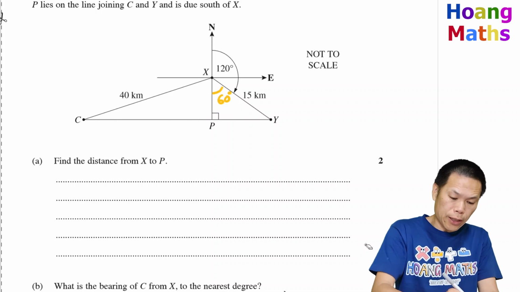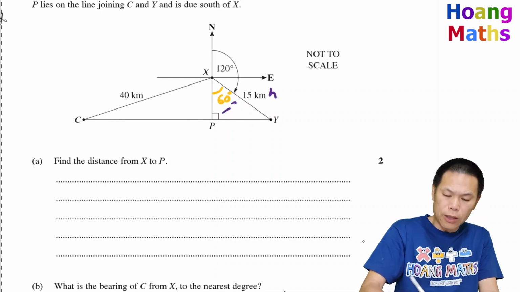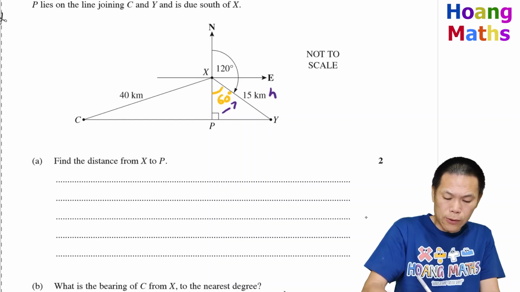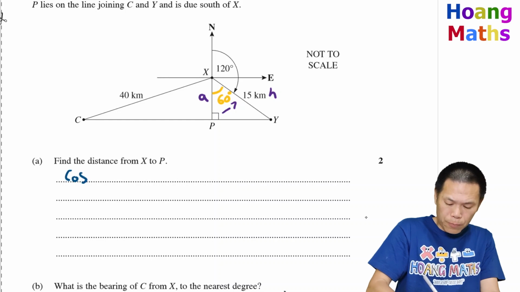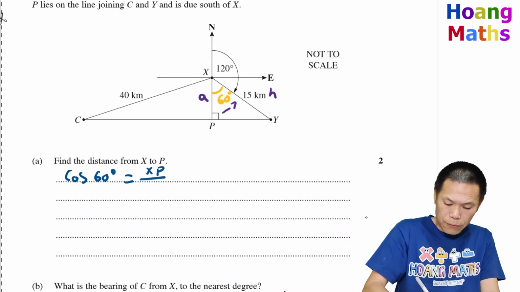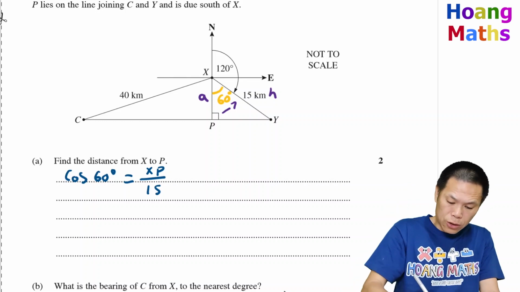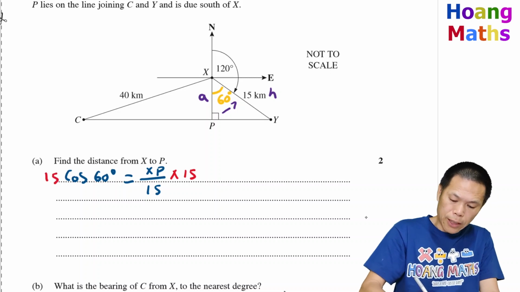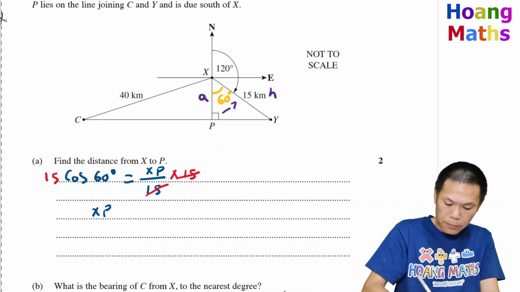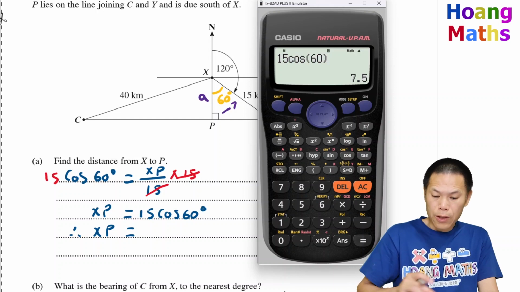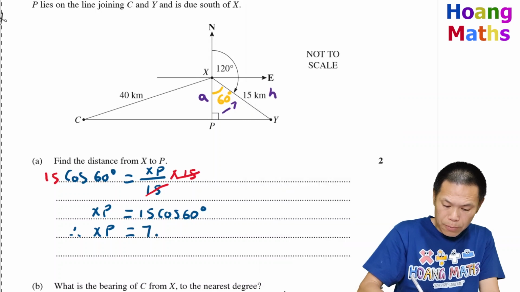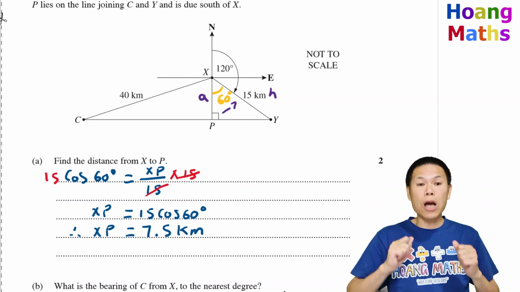So now what we need to find is XP. So we have the hypotenuse here because it's opposite the right angle. And XP is next to 60 degrees, so it's adjacent. So we have A, we have H. So we use CAH. So cos of 60 degrees is equal to adjacent, that is XP, over the hypotenuse, so that is 15. So if I times by 15 on both sides, that cancels out. So XP is 15 cos of 60. So there you go, 7.5 kilometers.